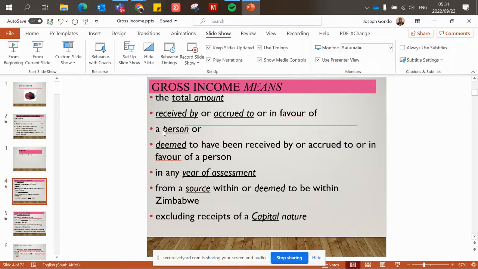You have to define what we mean by total amount, what we mean by received by, and so forth. What we mean by a receipt of capital nature. This is very important, so we need to go one by one. Realize that of these 7 bullets, only the first one, the total amount, is defined in the Income Tax Act, that is paragraph 2. But all the other bullets, such as received by or accrued to, are not defined in the Income Tax Act, but rather they are governed by case law.